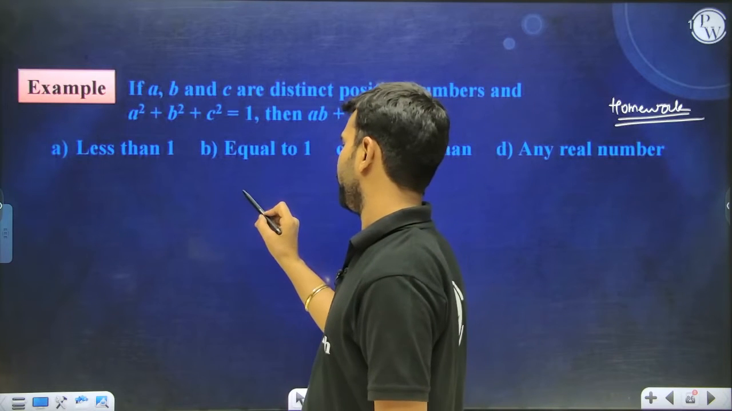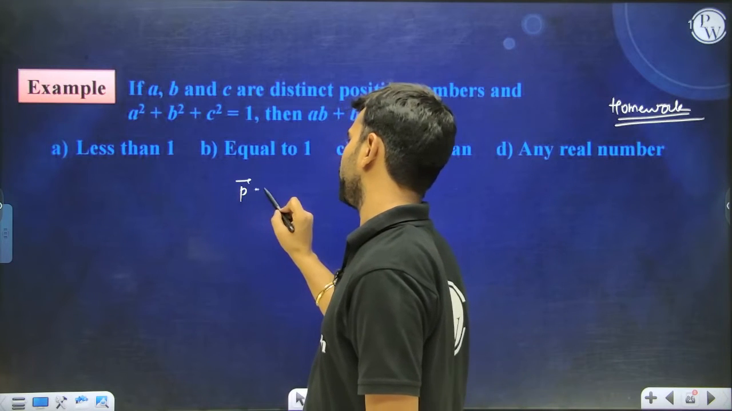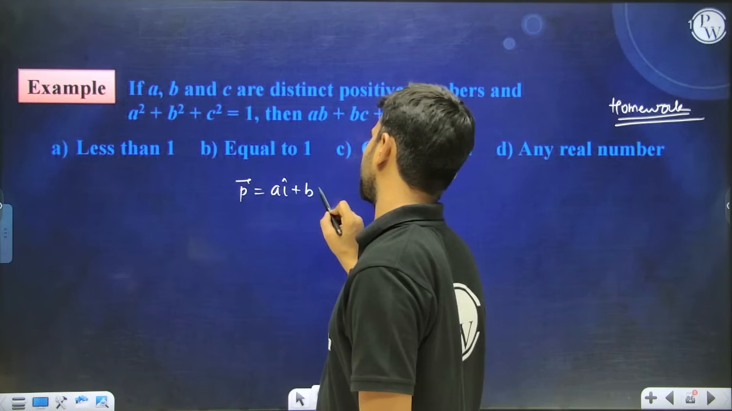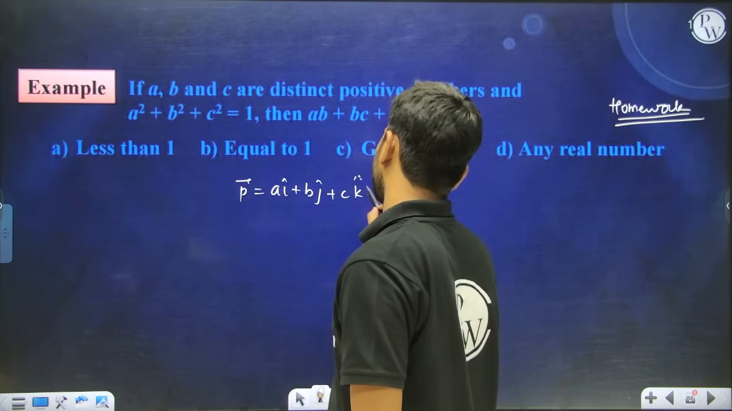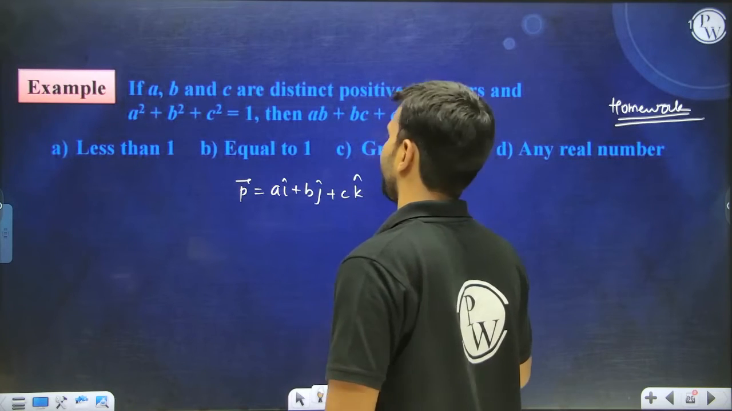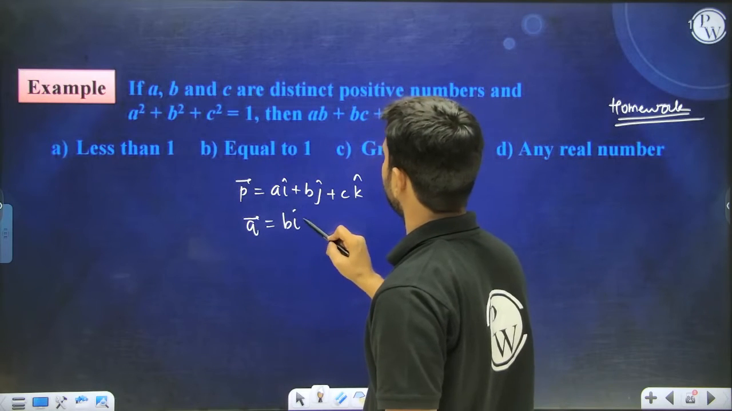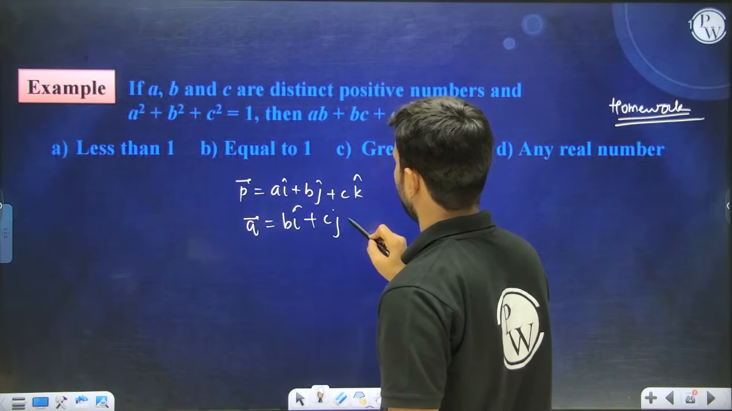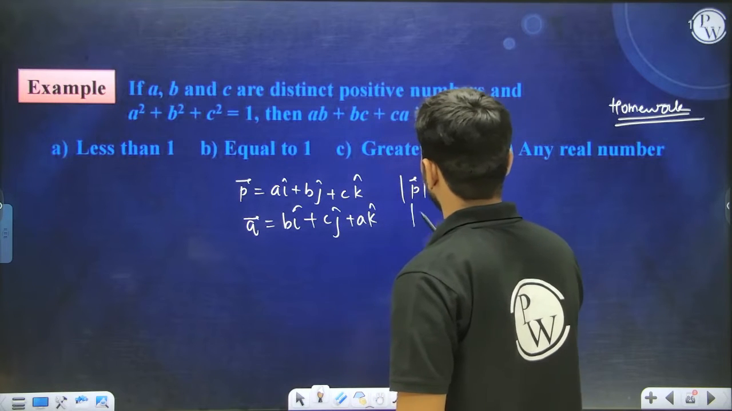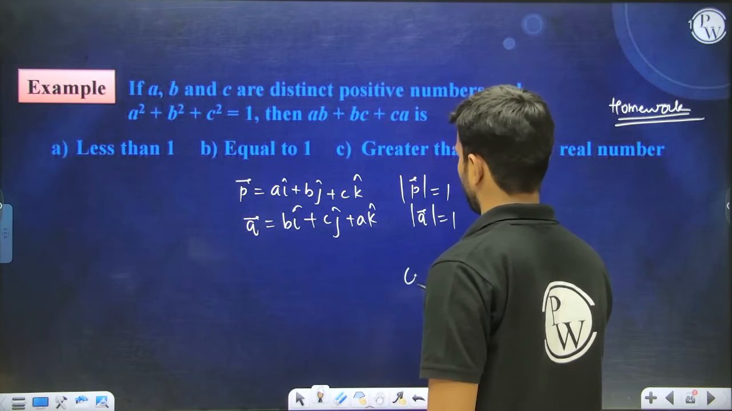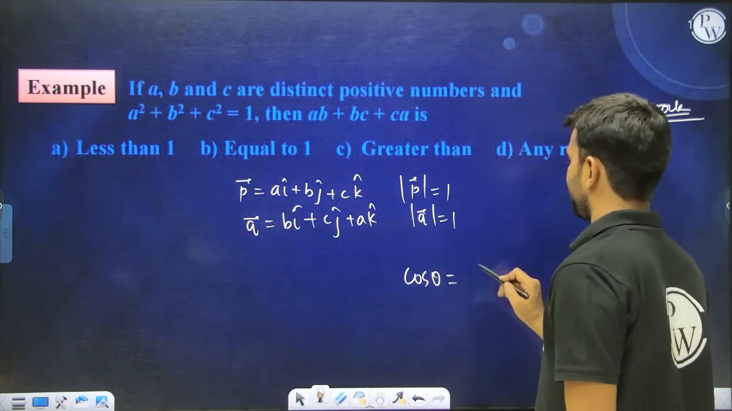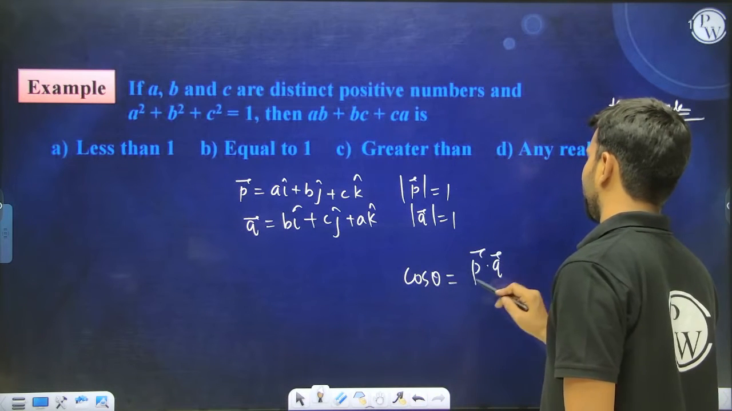If a vector, let's say P vector, I am assuming as A i cap plus B j cap plus C k cap, and I am assuming that the magnitude of P is equal to 1, then we can say that this equation is getting satisfied. Another vector can be taken as B i cap plus C j cap plus A k cap, then the magnitude of this vector will also be equal to 1 only. So cos theta, that is the angle between the two vectors, can be written as P dot Q divided by their magnitudes.